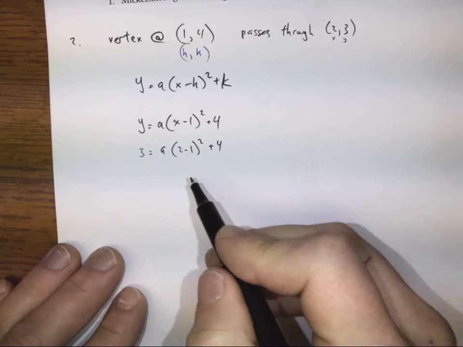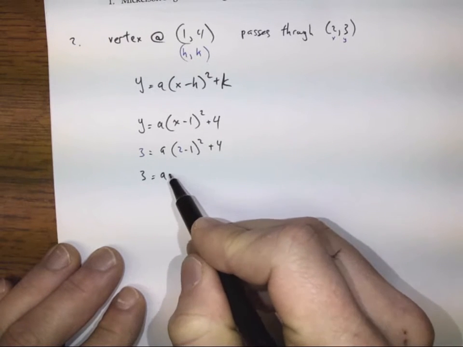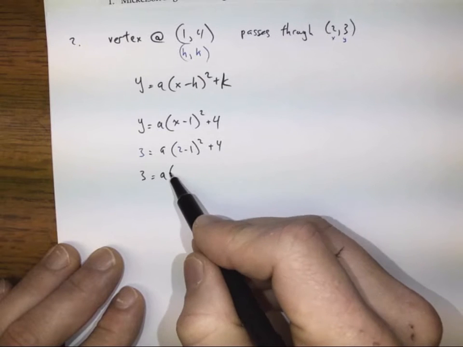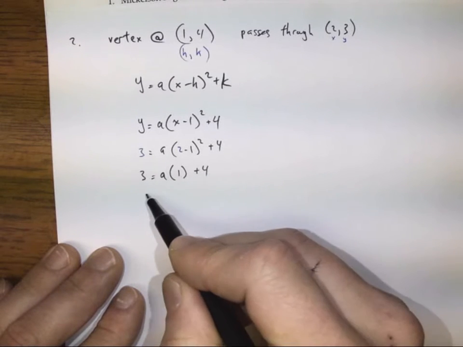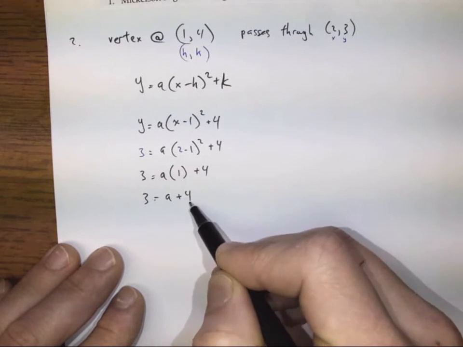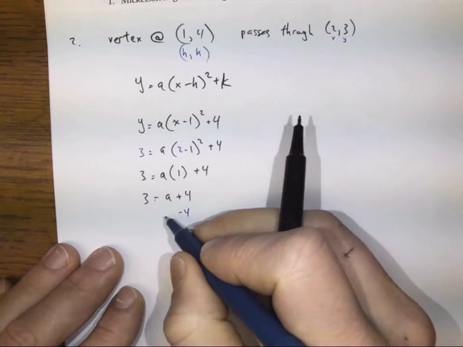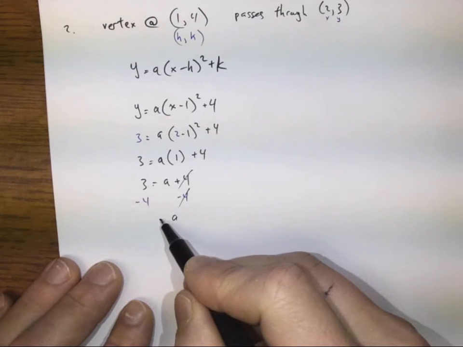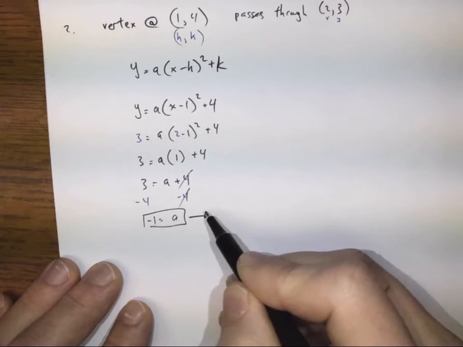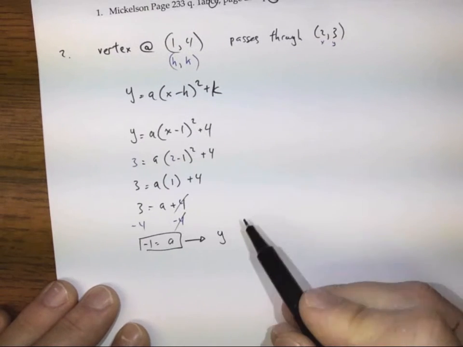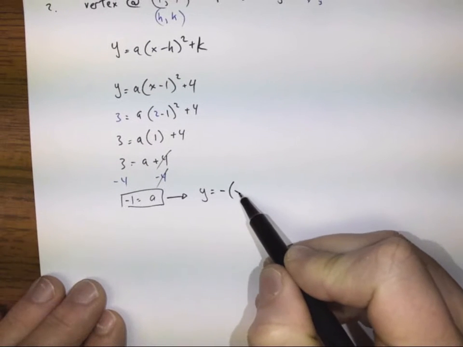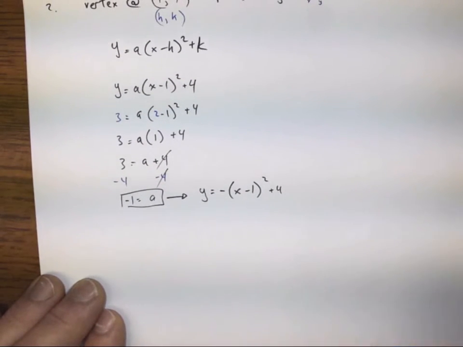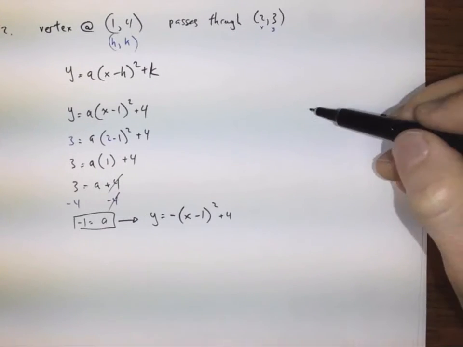Okay. And so then we get 3 is a, and we simplify, right? Simplify as much as we can. 2 take away 1 is 1. Squared is 1, plus 4. So we get 3 is equal to a plus 4. And we subtract 4. We subtract 4. And I get a is equal to -1. So we can say our formula for our function then is y is equal to negative (x take away 1) squared plus 4.